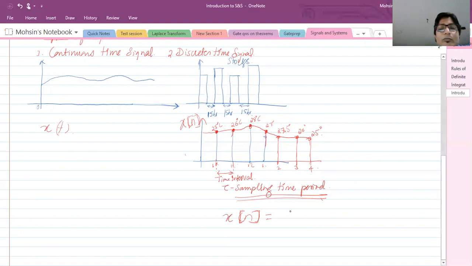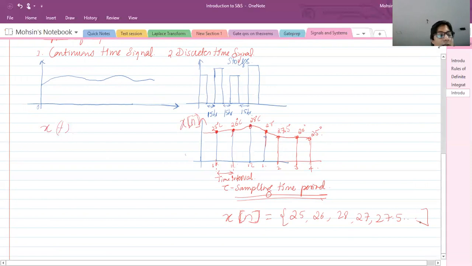So here the magnitudes of that signal can be substituted as a sequence of numbers. If I take the example of temperature, the first value is 25, then the second is 26, then the third is 28, then the next is 27, 27.5, and so on. As many values of the signal as we want, we can insert here. So those are represented as a sequence of different magnitudes.